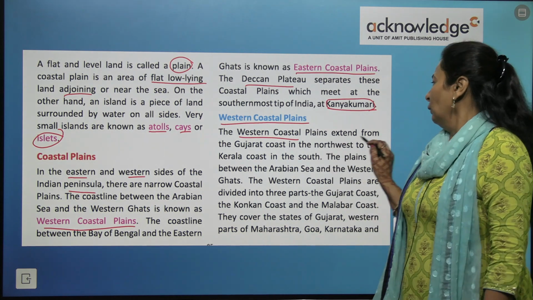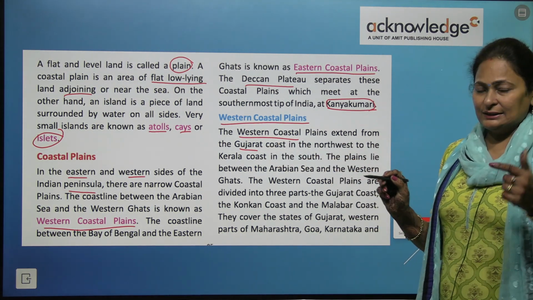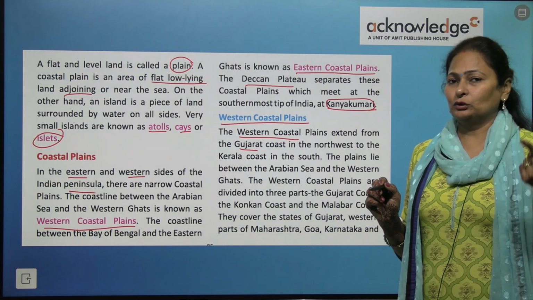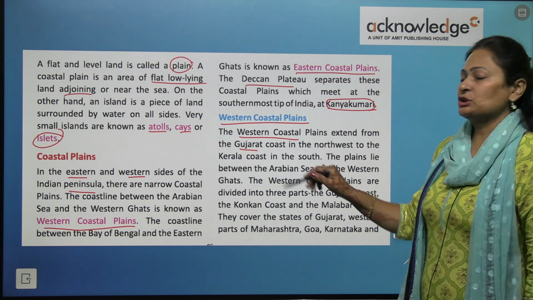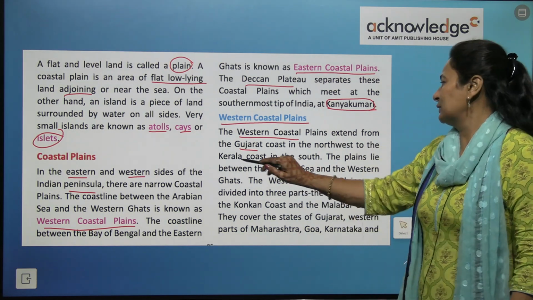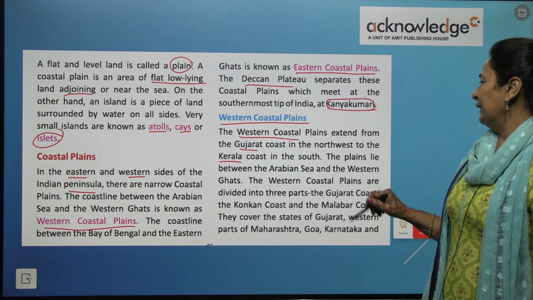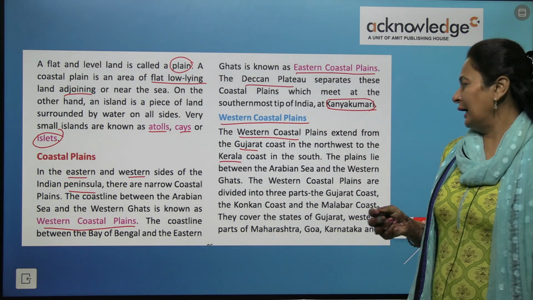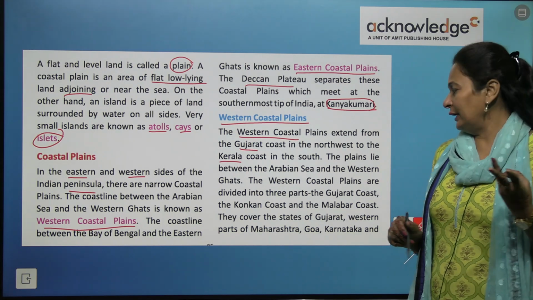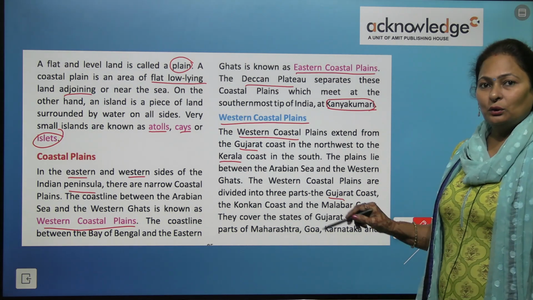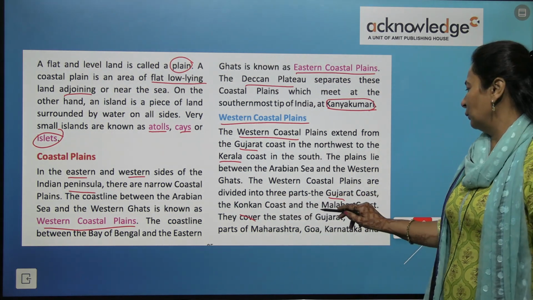Yes. So it extends from the Gujarat coast in the west. We have seen Gujarat on the map. So it extends from Gujarat in the northwest to the Kerala coast in the south, right? So, the Arabian Sea and the Western Ghats. The Western Coastal Plains are divided into 3. That is Gujarat coast, Konkan coast, and the third one is Malabar coast.